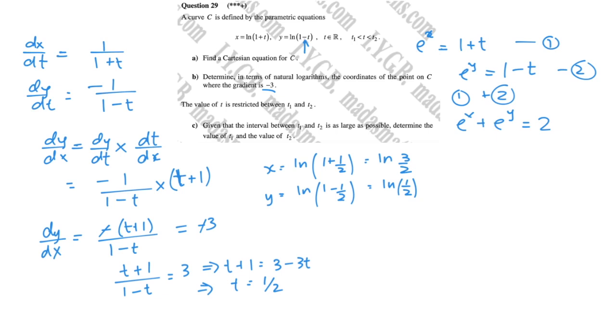So the value of t is restricted between t1 and t2. Given that the interval between t1 and t2 is as large as possible, determine the value of t1 and t2. So what do we do here? Nicole, what are your thoughts?